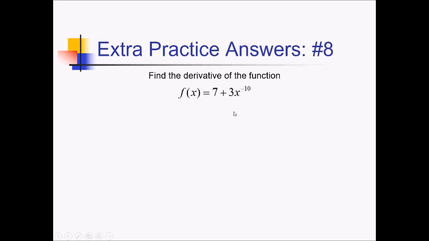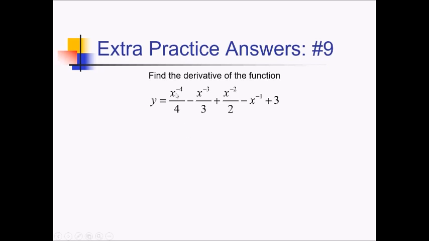For this function to take the derivative, going from left to right here, derivative of 7 is just going to be 0, so we don't bother writing anything there. For this next term, we can use the power rule, so this is going to be negative 30, x to the negative 11th, negative 10 minus 1.